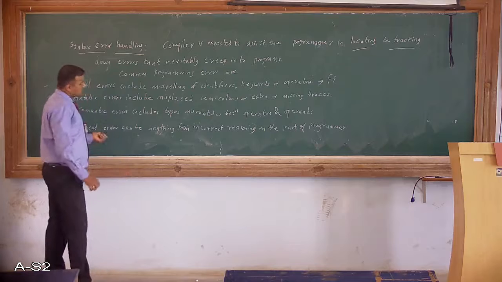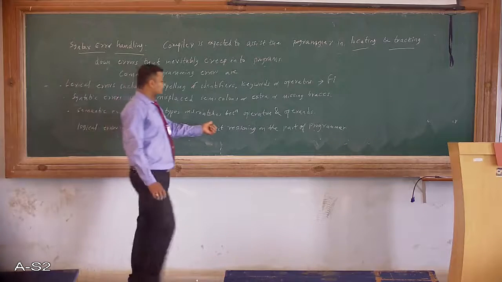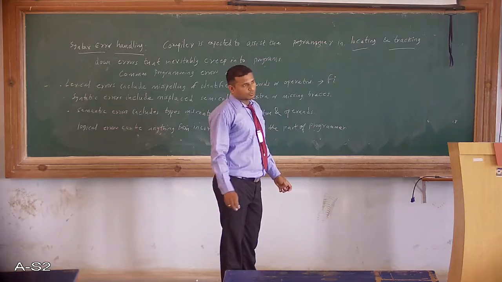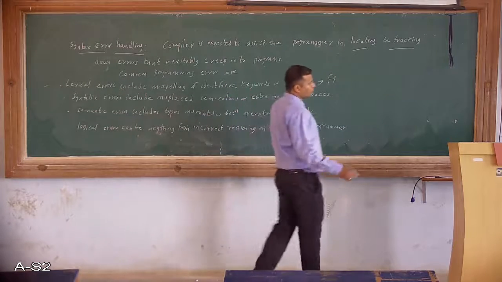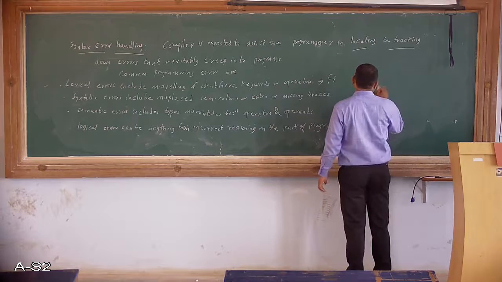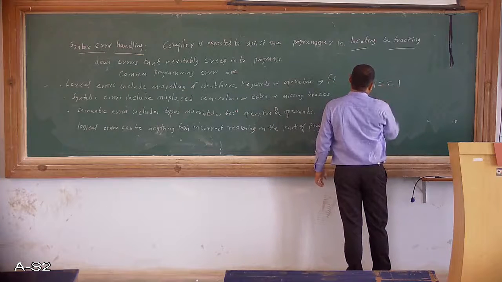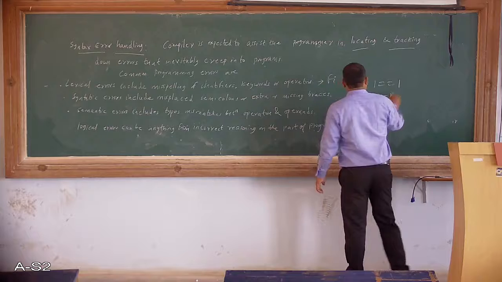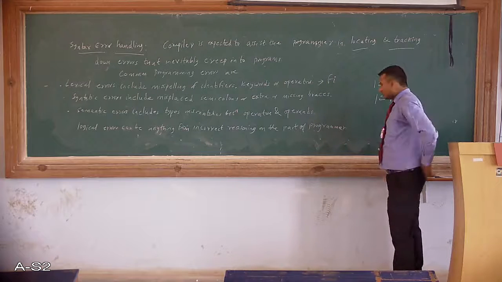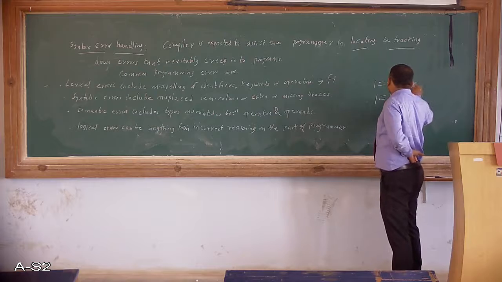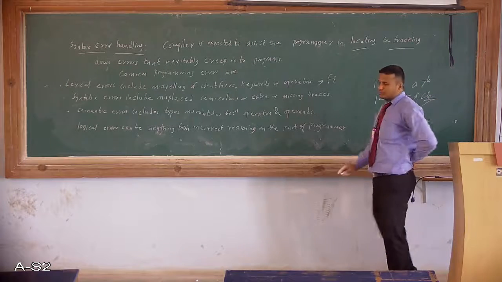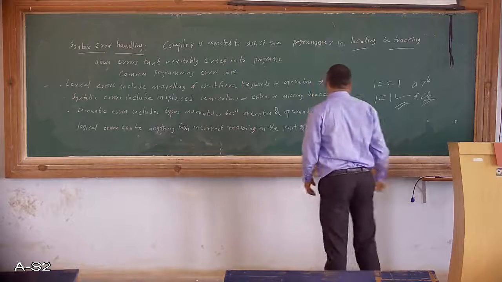Then logical errors can be anything from incorrect reasoning on the part of the programmer. For example, if the programmer wants to check whether two numbers are equal or not, and makes a mistake in the comparison, we call it a logical error. Or instead of comparing a greater than b, if you write a less than b, this is an example of a logical error.